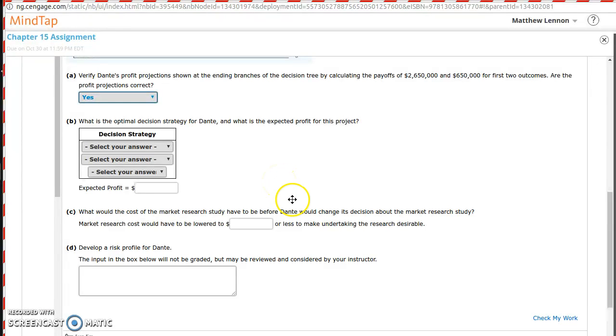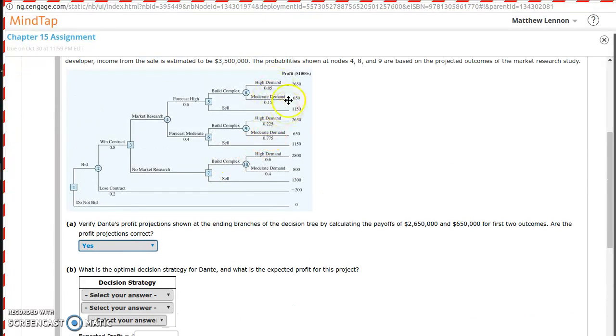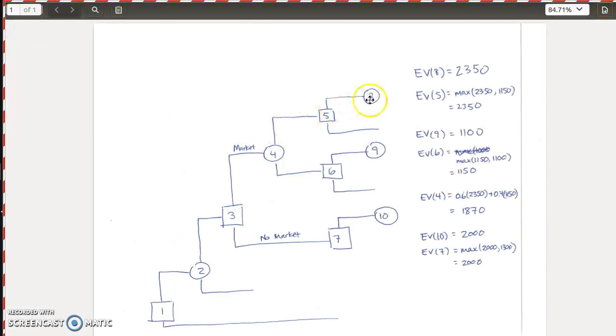Again, what you want to do is, I've developed a scan of kind of how I compute the thing. So as you can imagine, let's look back up at the top to figure out the expected profit if we bid, win the contract, do market research, the forecast is high, and then we build. What we do is we just multiply 0.85 times 2,650 plus 0.15 times 650, and we get the expected value at node 8. So that's 2,350 if we do that computation I just said.